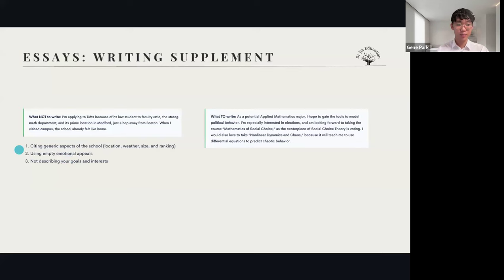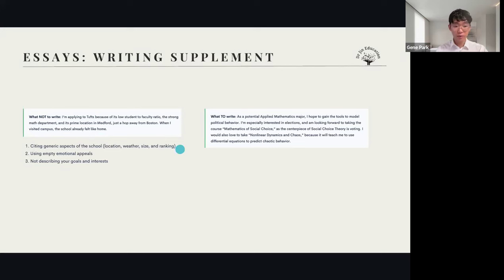Secondly, you don't want to use empty emotional appeals such as it already felt like home or how much the school means to you personally. Those generally don't work too well. Third, you want to describe your goals and interests. You want the school's qualities and what the school has to offer to align with what you want. And you need to convince them that that union between you and your school is going to bring benefit to everyone and help you fulfill your goals.